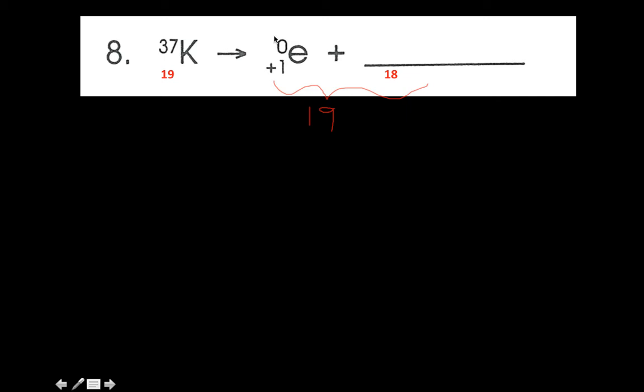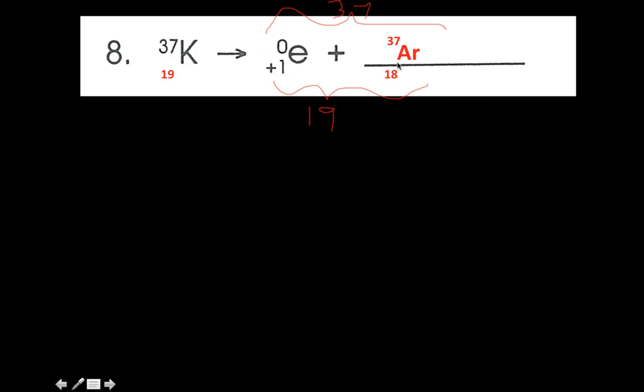This side says 37. So this side, yikes, kind of near the top here. Hopefully you can see that. That is supposed to say 37. 37 minus 0 is 37. And what lives at spot 18 is indeed argon.